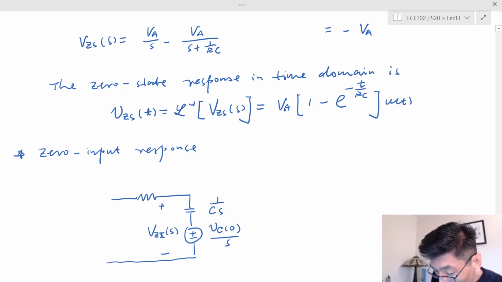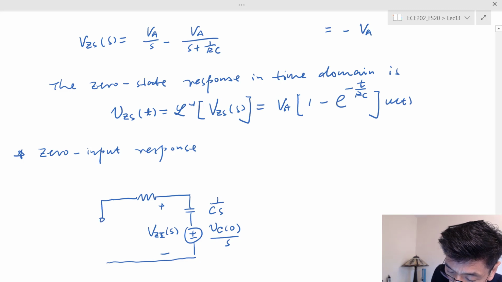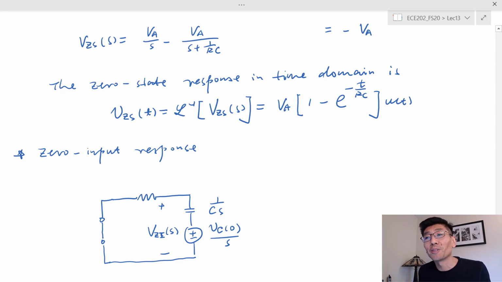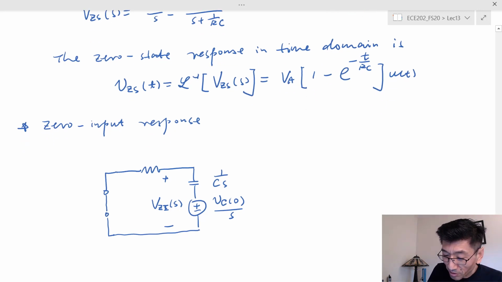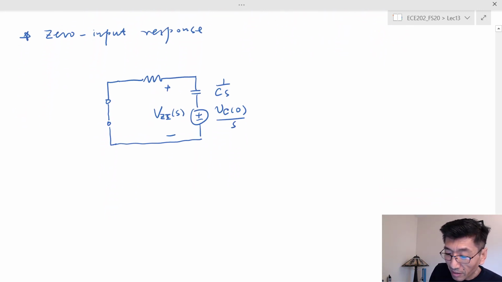And now I replace the input source. Since I turned it off, I'm replacing it with a short circuit. I did not short circuit that voltage source, I just removed it and replaced that by a short circuit. So in this case, by the way, V sub ZI is just the voltage across this resistance, right?